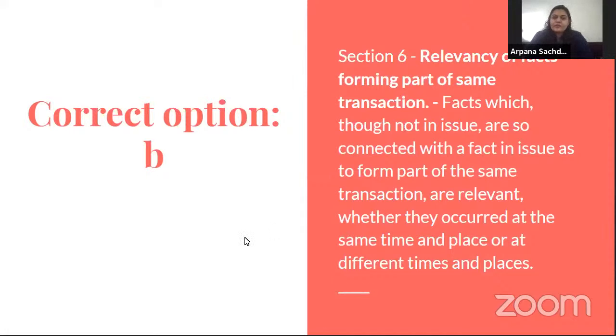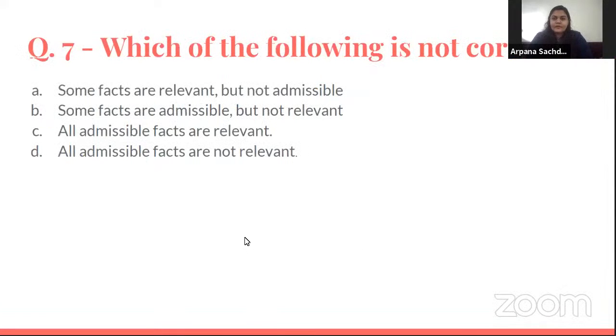Can we have the next question, Anu? Yeah. Question number 7. Which of the following is not correct? So we have to mention which of the following is not correct. A: Some facts are relevant but not admissible. B: Some facts are admissible but not relevant. C: All admissible facts are relevant. D: All admissible facts are not relevant.